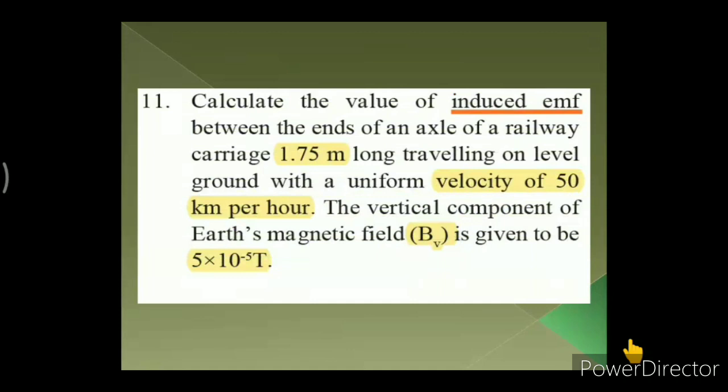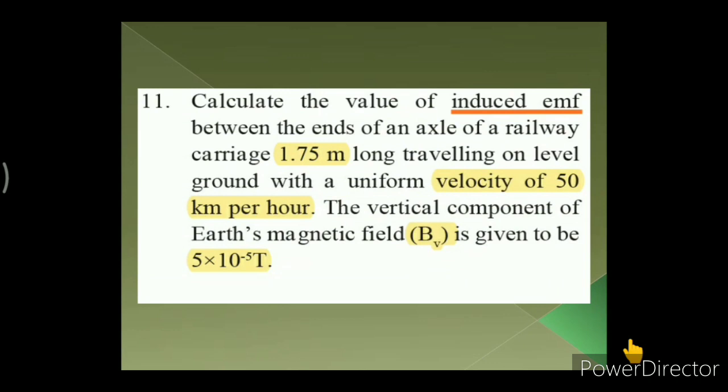Now, let's have the unsolved numerical from the textbook. Question number 11 is: calculate the value of induced EMF between the ends of an axle of a railway carriage 1.75 meter long, traveling on level ground with a uniform velocity of 50 km per hour. The vertical component of Earth's magnetic field BV is given to be 5 into 10 raised to minus 5 Tesla.